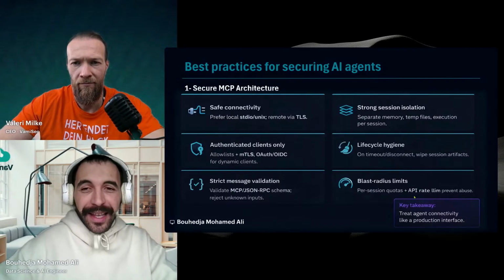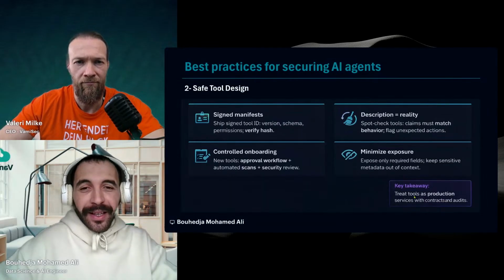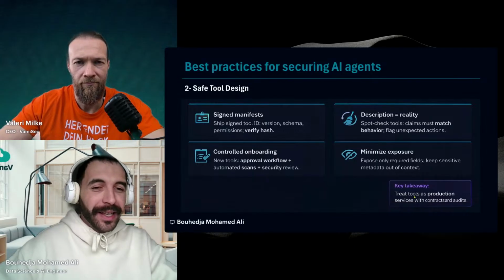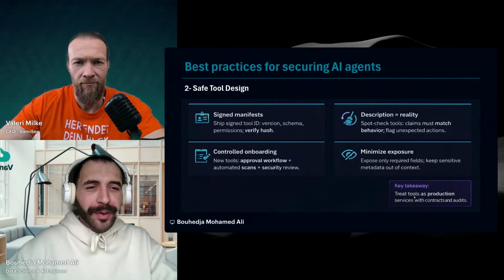And finally, we apply blast radius limits with per-session quotas and API rate limits to prevent abuse and limit potential damage. The second best practice is safe tool design, because tools are where an agent's intentions become real actions, like we previously discussed. There are four main points here. First, we use a signed manifest, a signed tool identity that includes version, schema, and permissions, and verify the hash to ensure you're running exactly what was approved.